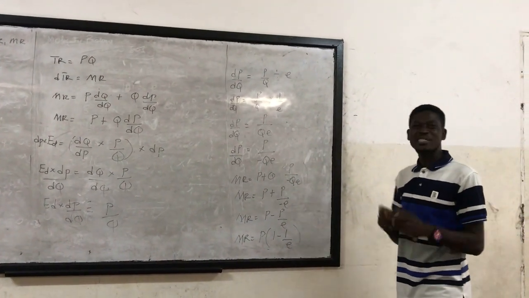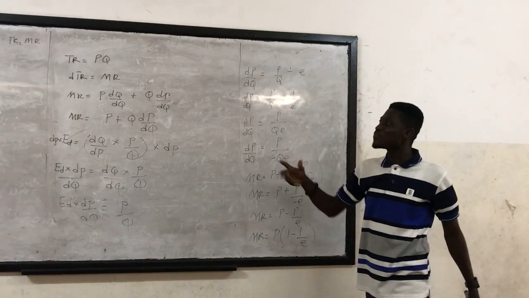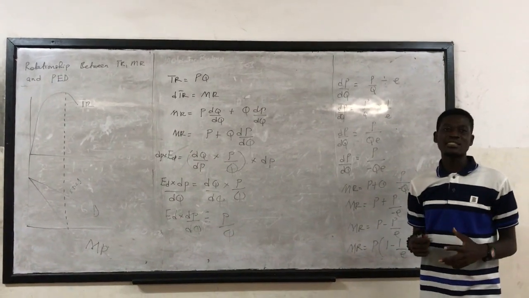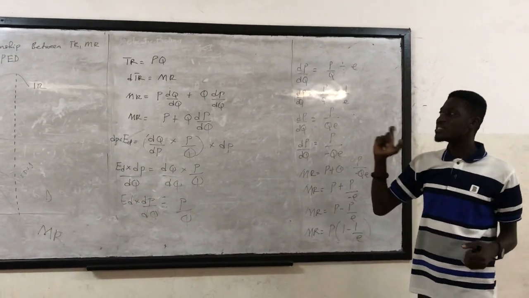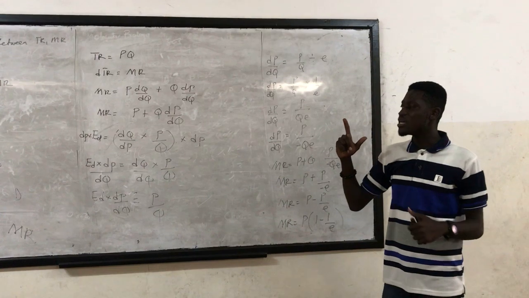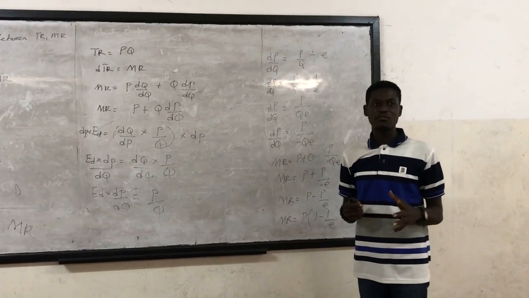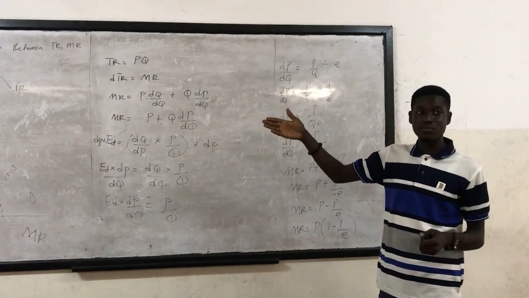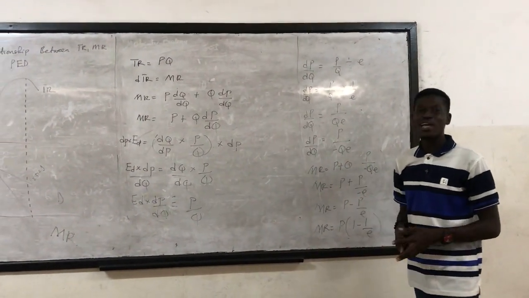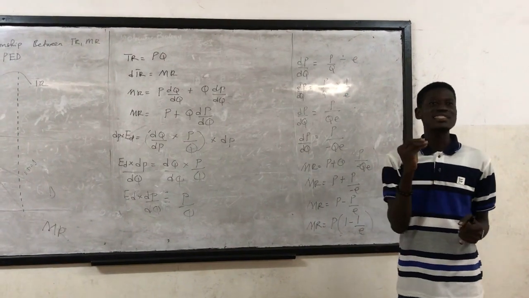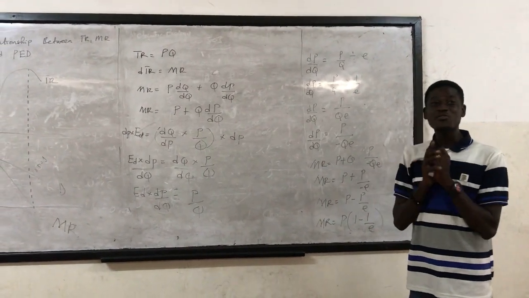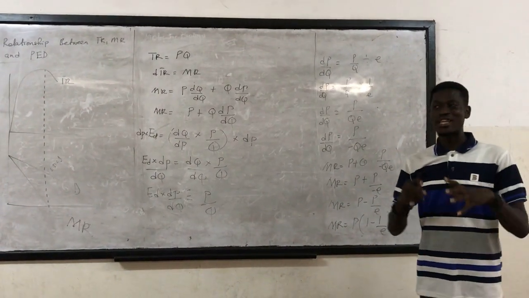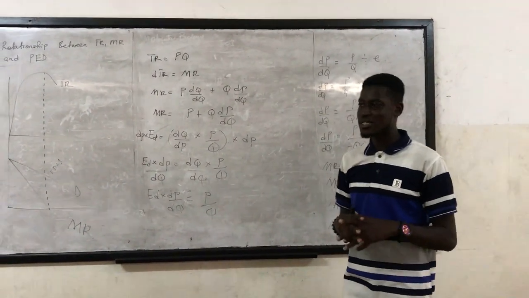So this mathematical illustration explains the relationship between the total revenue, the marginal revenue, and then the price elasticity of demand, such that whenever the price elasticity of demand is equal to 1, that is the point where the marginal revenue is equal to 0. When it is greater than 1, the total revenue is positive, and then it's equal to the marginal revenue. And then whenever the elasticity is less than 1, the total revenue falls. At that point, the marginal revenue starts to assume negative values. Thank you.